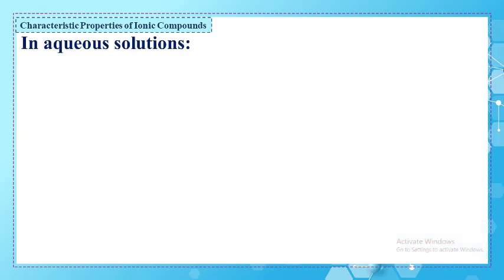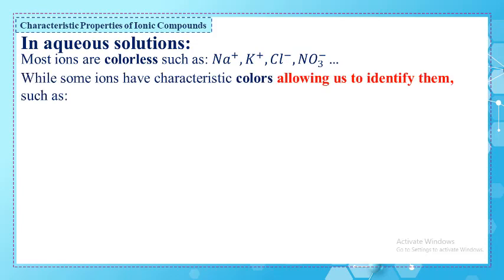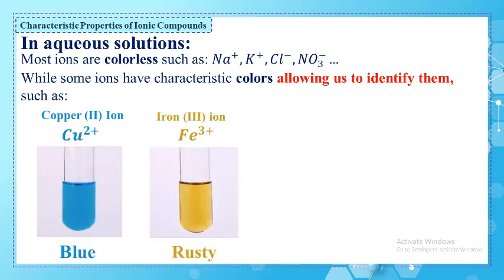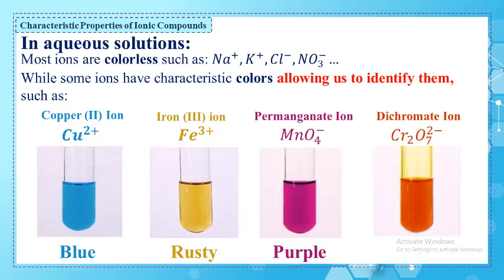In aqueous solutions, most ions are colorless, such as Na+, K+, Cl-, NO3-. However, some ions have characteristic colors, allowing us to identify them. For example, the copper-2 ion has a blue color. However, the iron-3 ion has a rusty color. The permanganate ion has a purple color, and the dichromate ion has an orange color.